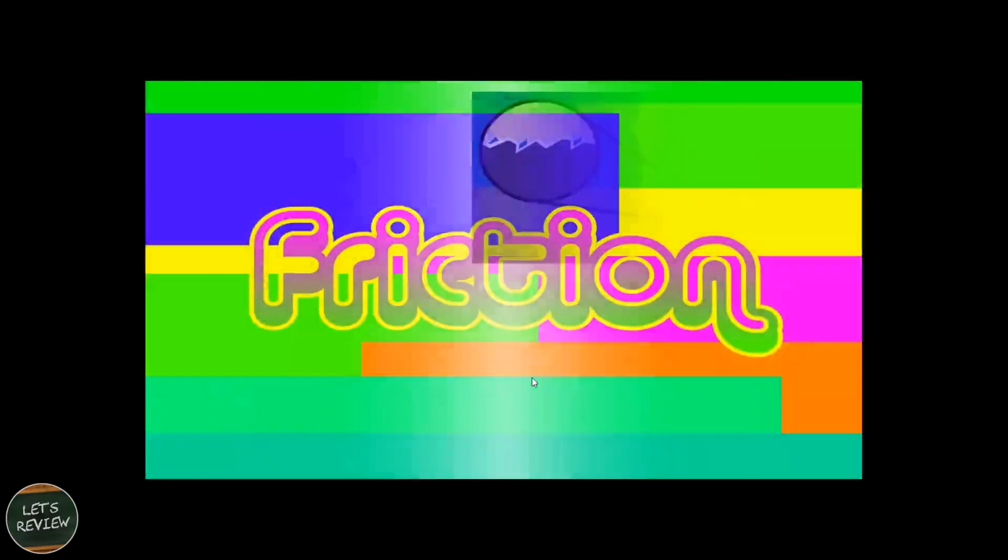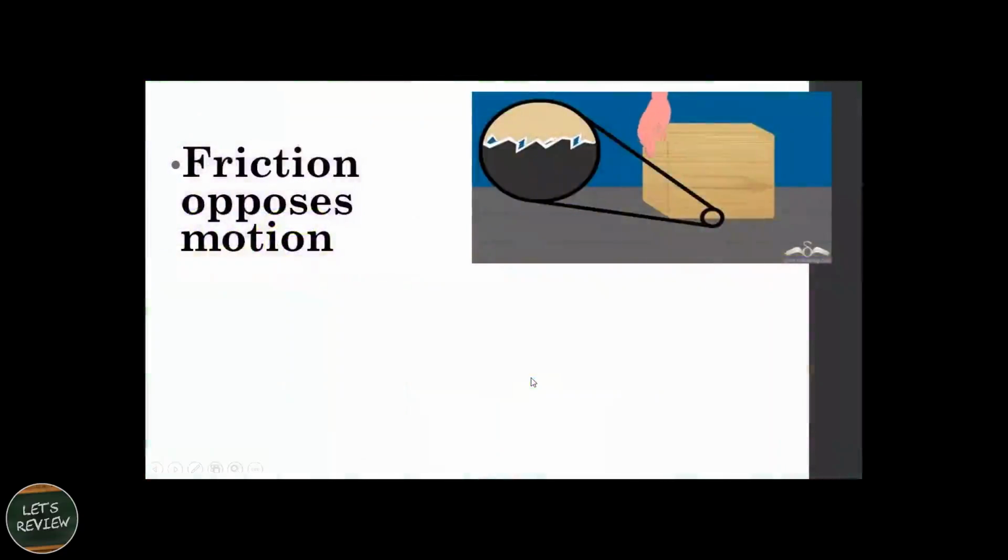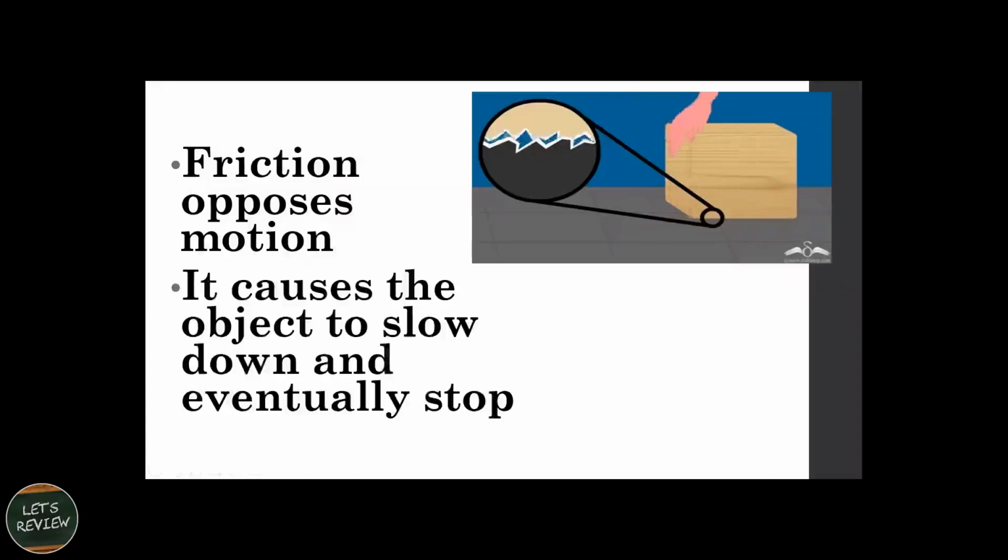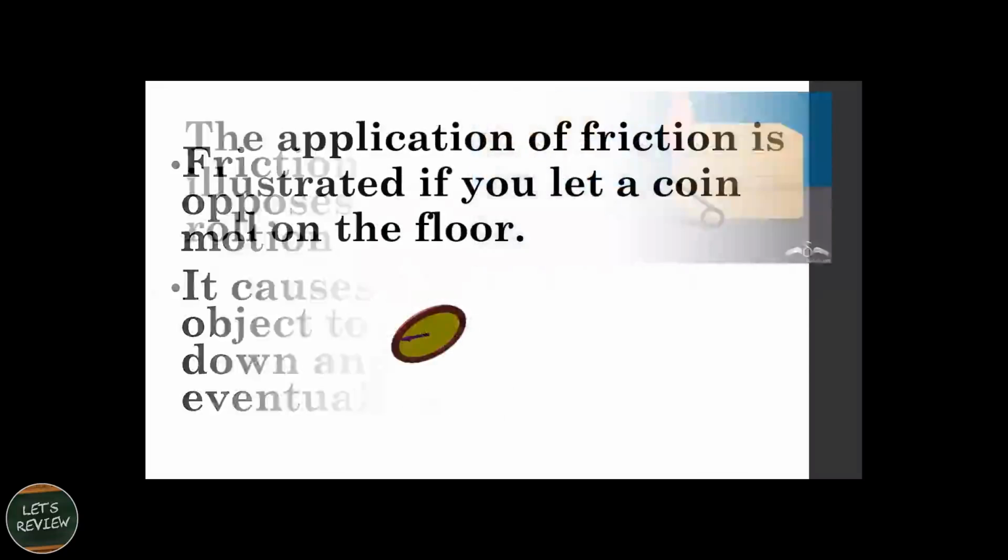So, how are we going to determine or define friction? Friction opposes motion. Always remember that. When there is friction, the tendency of a moving object is to stop from moving because of this force. This force opposes the motion of the moving object. It causes the object to slow down and eventually stop from moving.